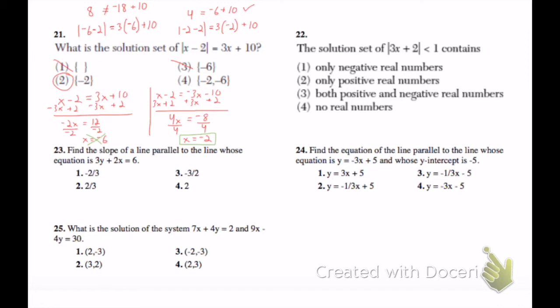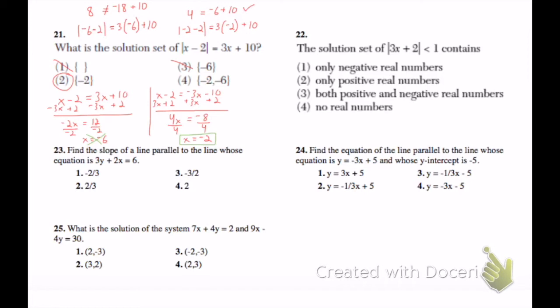Alright, so question number 22 reads, the solution set of absolute value 3x plus 2 is less than 1 contains what? Does it contain only negative real numbers, only positive real numbers, both positive and negative real numbers, or no real numbers? Well, there's a couple ways we can do this.